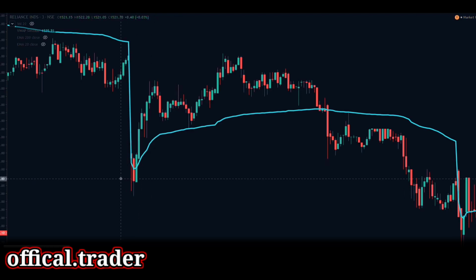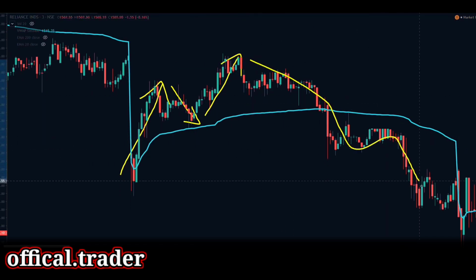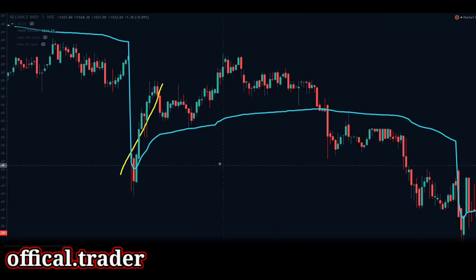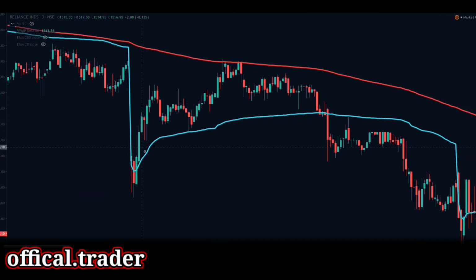Here, you can see that the stock is in an uptrend because the price is trading above the VWAP line. So far, VWAP has worked. But then, it went straight through the line and started a downtrend. What happened here? Well, if you apply 200 moving average on this chart, you can see the price touched the 200 moving average line and then went down.